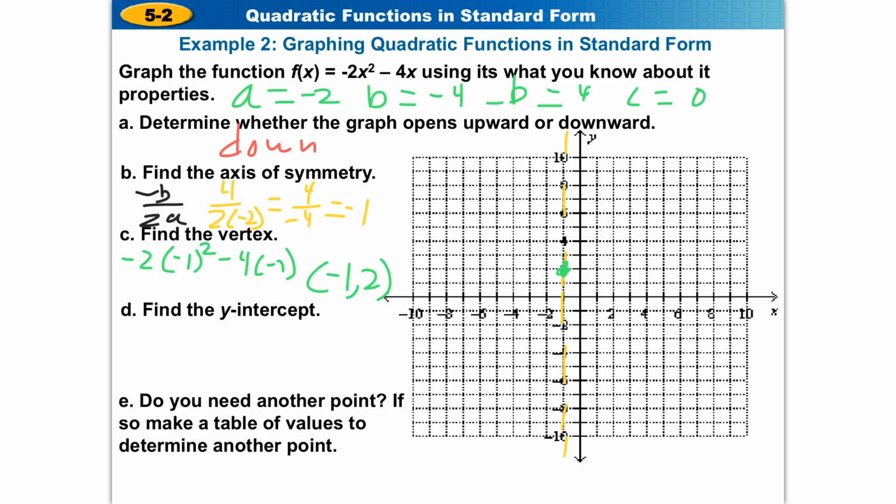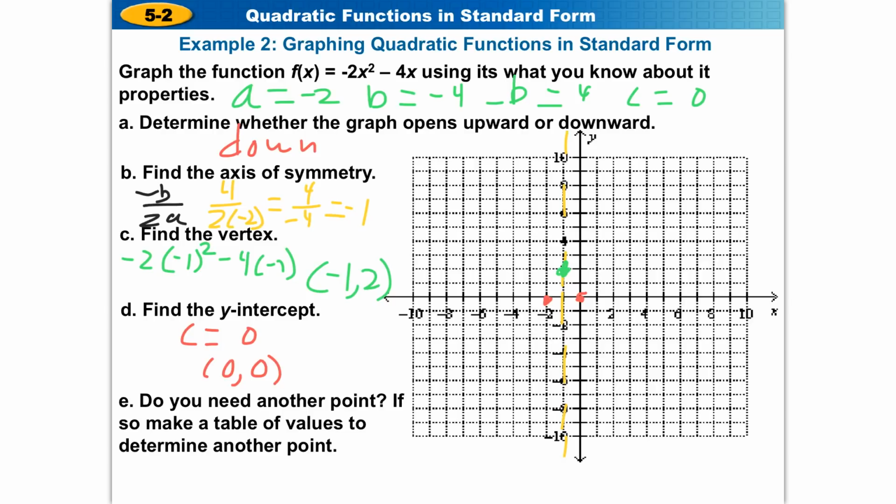The y-intercept is our c value, and c is 0, so that means our y-intercept is 0, 0. Reflect that over. And now I want to choose another point. I can either choose positive 1 or negative 3, because that's the next point left and right of my parabola. I'm going to choose positive 1.